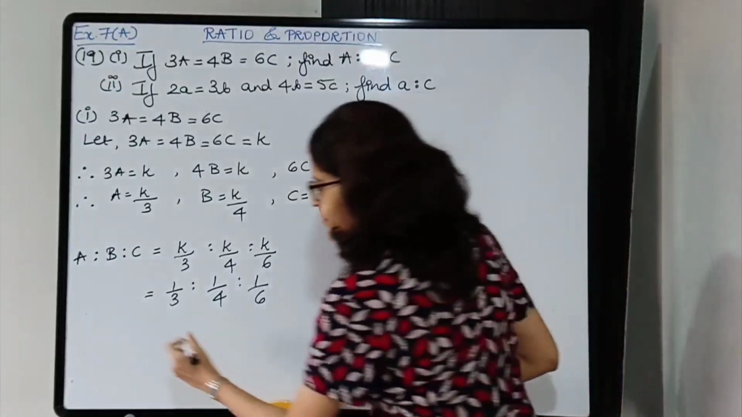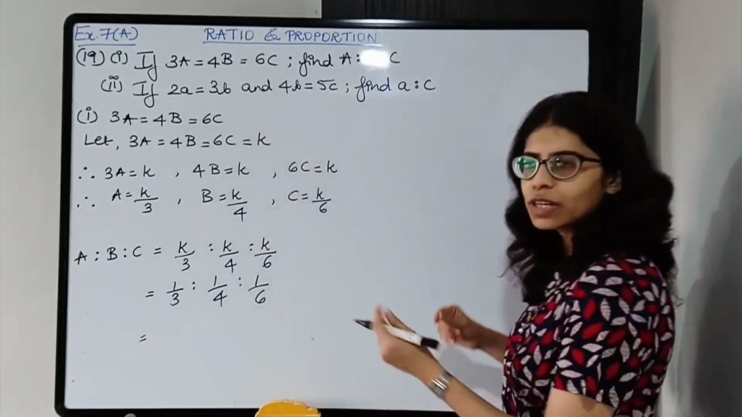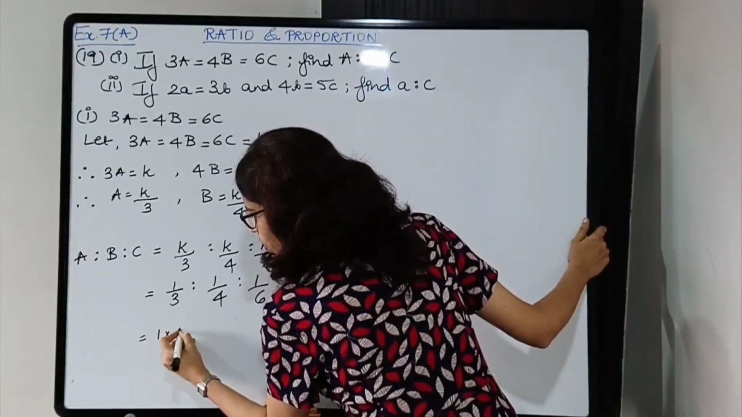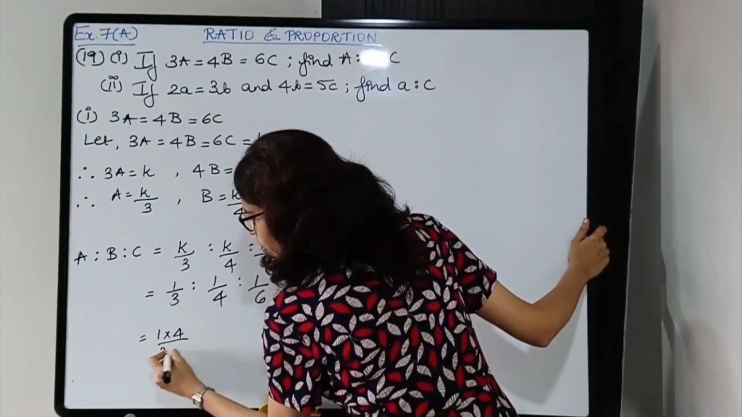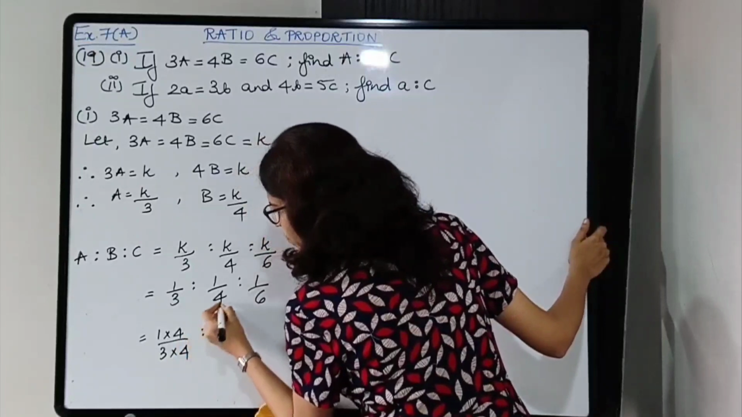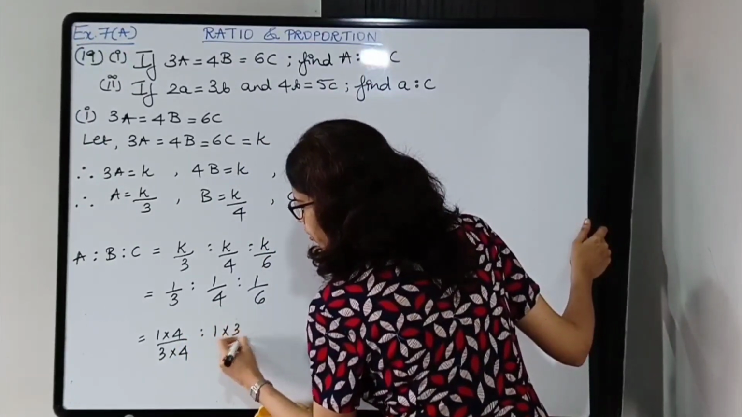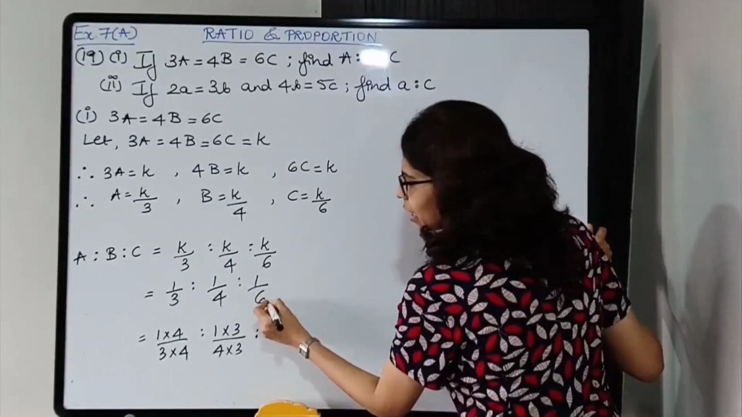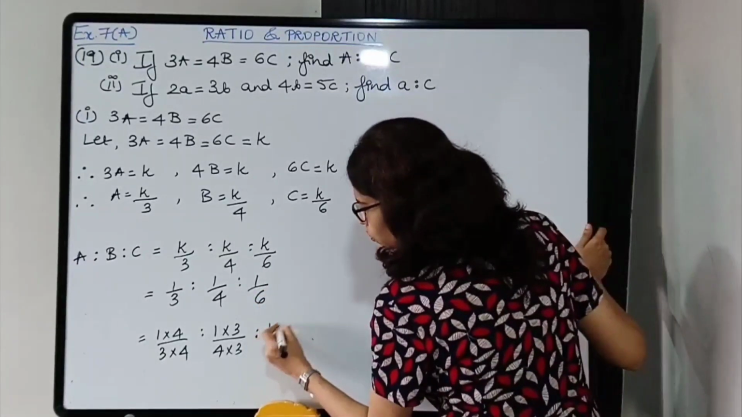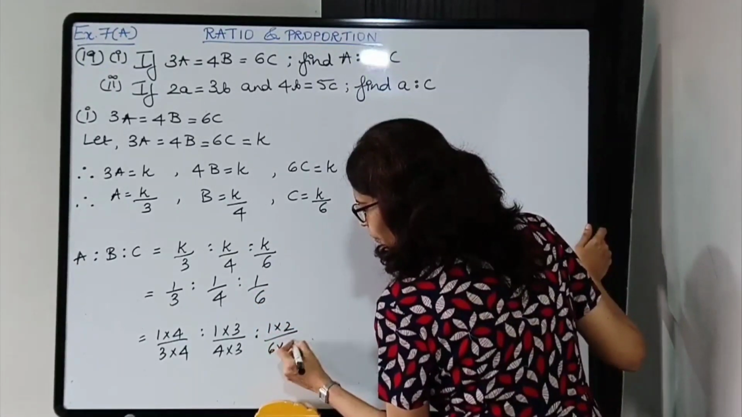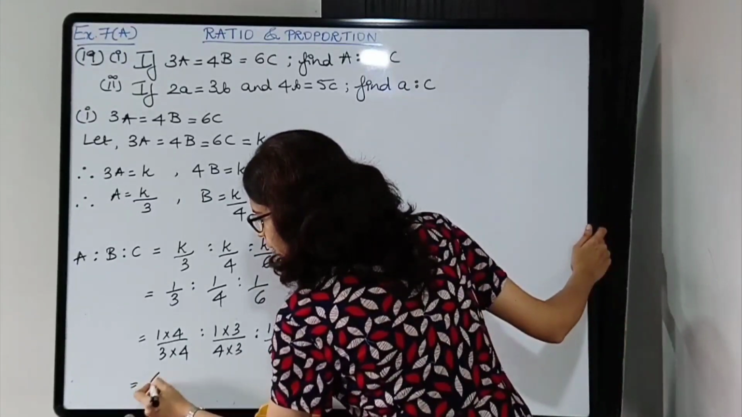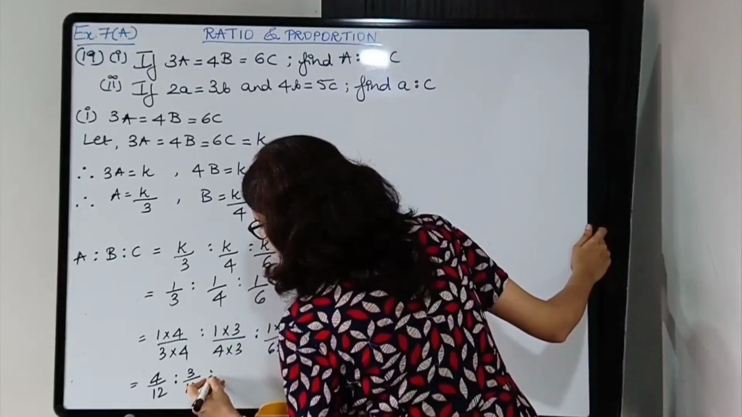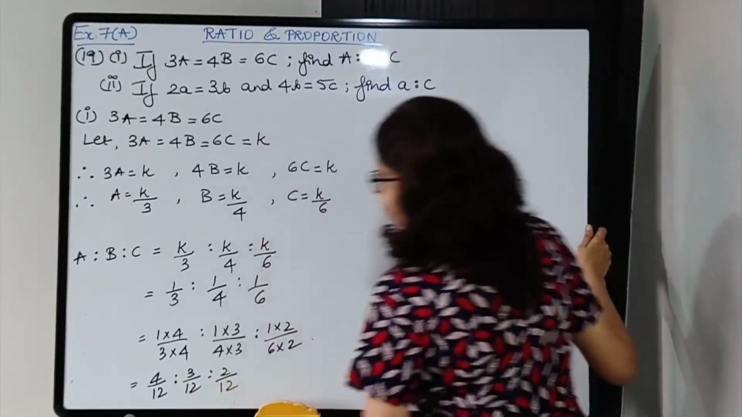So taking LCM, we know LCM will be 12, so 3 4s are 12, so we'll multiply numerator and denominator both by 4. Same thing, 4 into 3, so we'll multiply both numerator and denominator by 3. Similarly यहाँ पे 6 2s are 12, so 1 into 2 and 6 into 2. So we'll get 4 upon 12 is to 3 upon 12 is to 2 upon 12.